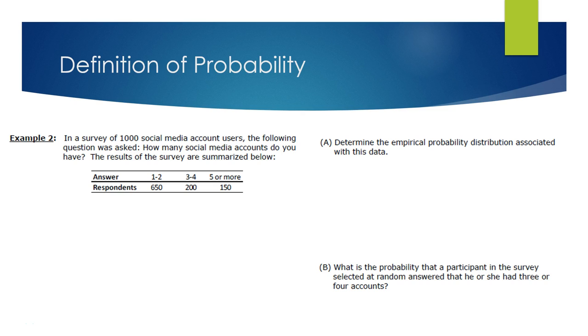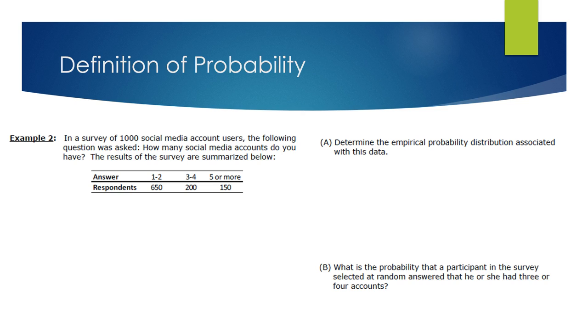So in example 2 here, you have a survey of 1,000 social media account users. The following question was asked: how many social media accounts do you have? The results of the survey are summarized below. Basically you're being told that 650 of the respondents out of the 1,000 had 1 to 2 social media accounts, 200 of them had 3 to 4, and 150 had 5 or more.